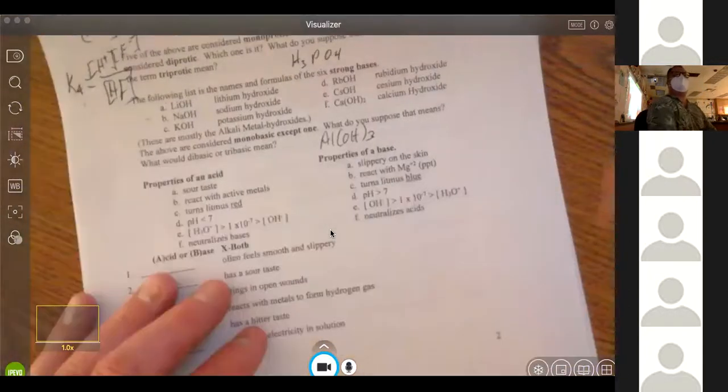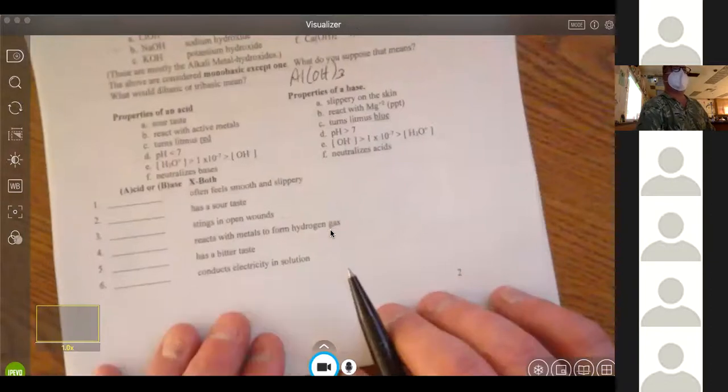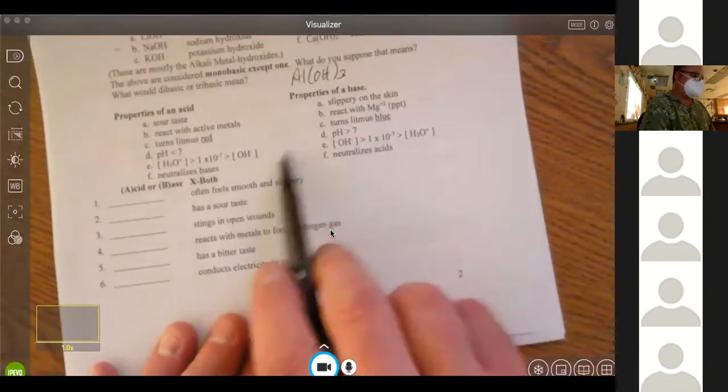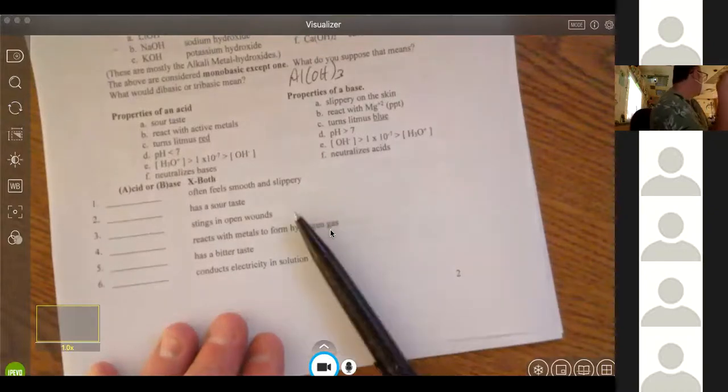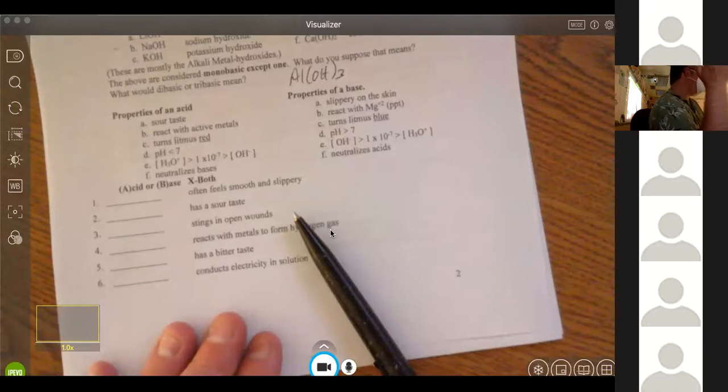Now we have properties of acids and bases. So here they are for acids, here they are for bases. Do you ever feel something slippery like soap? You ever felt orange juice? You ever seen lemon juice? It's citric acid that gives that sour taste, right? So I did the sour. Yep. But slippery on your skin like soap or detergents.